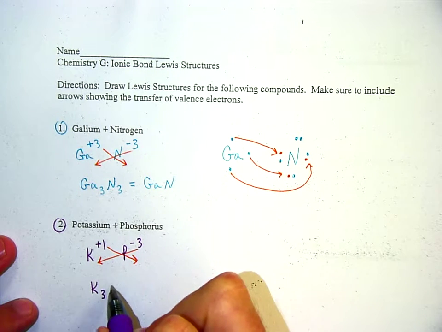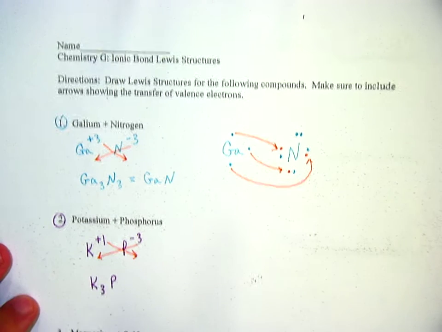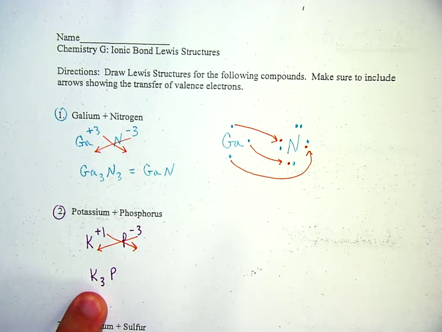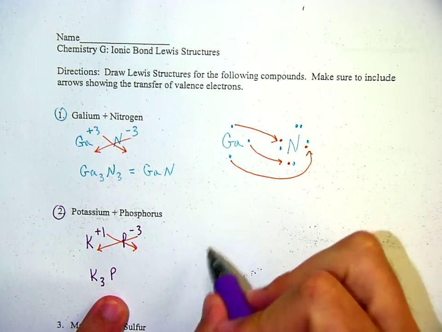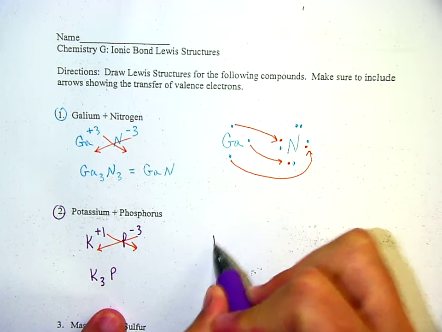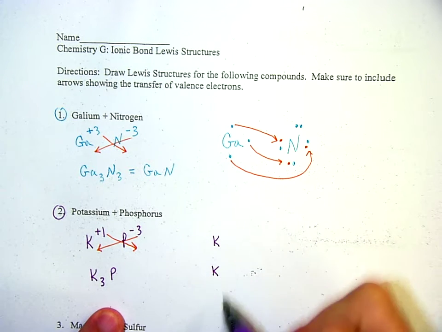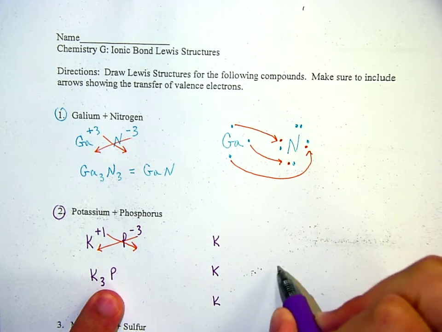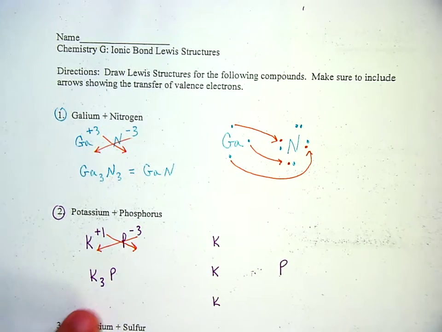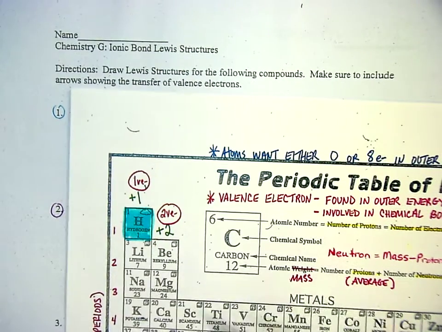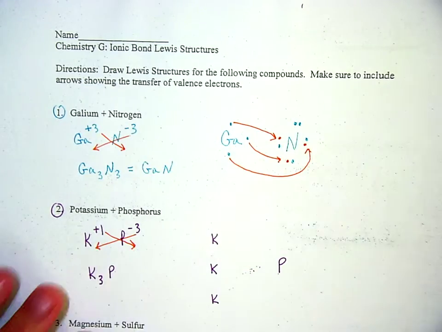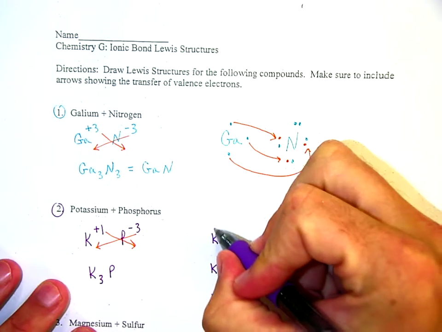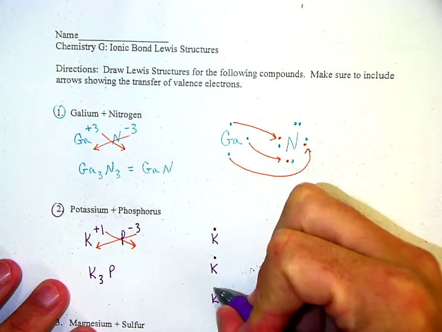So your new formula actually reads K3P. What that means is you have 3 atoms of potassium and 1 atom of phosphorus. So we'll go ahead and draw that out to show the transfer of electrons. We'll draw 3 potassiums, K, K, and K, and 1 phosphorus. We'll put the P over here. Now, each potassium, the Ks, is going to get one valence electron. So there's K, one valence electron. So we're going to put a dot above it. So one there, and one there.